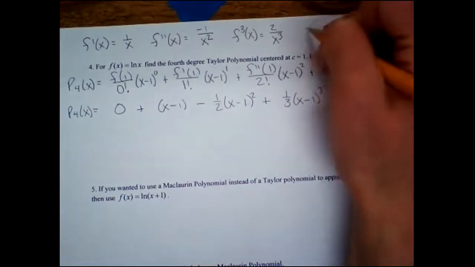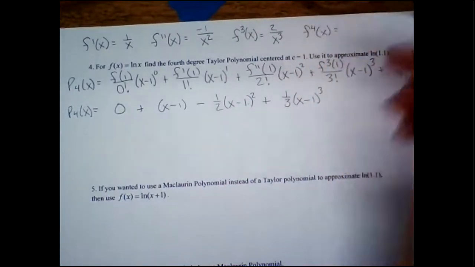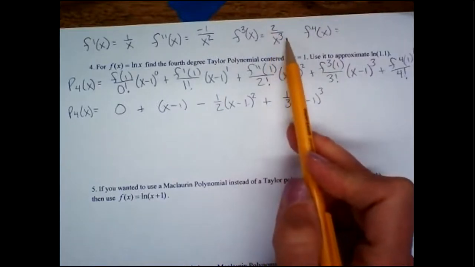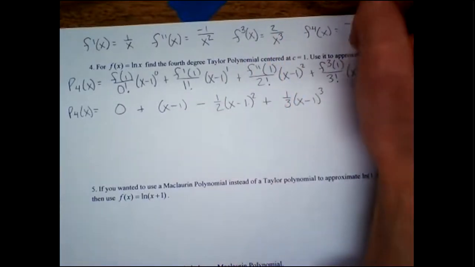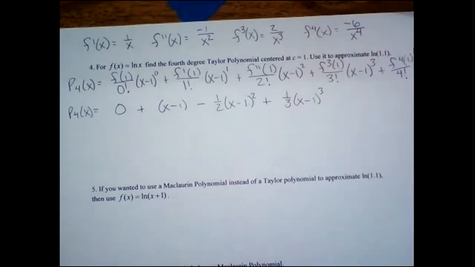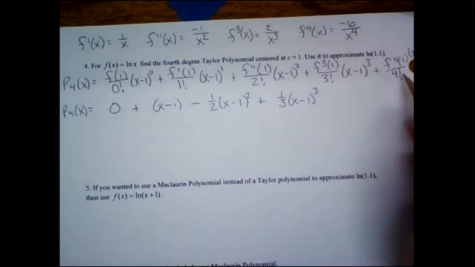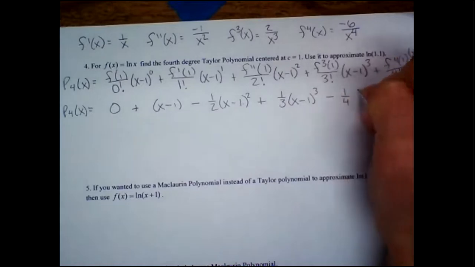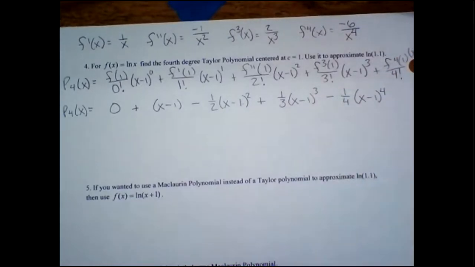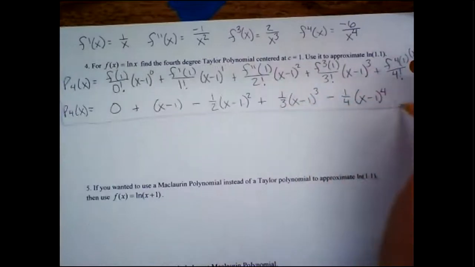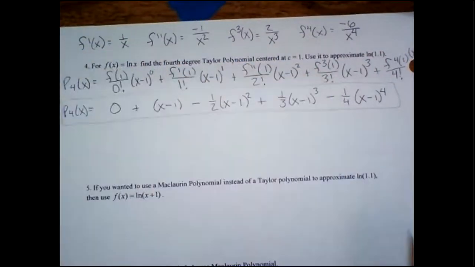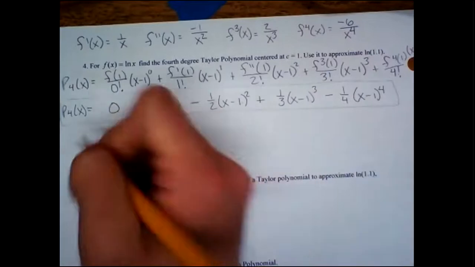Last one, we need the fourth derivative. This would be 2x to the negative third. So when you bring that down, it'll be negative 6 over x to the fourth. Again, we're plugging in 1. So that would just be negative 6 over 4 factorial, which is 24. So 6 over 24 will be 1/4. All right, so that's the polynomial, and it said use it to approximate ln of 1.1.